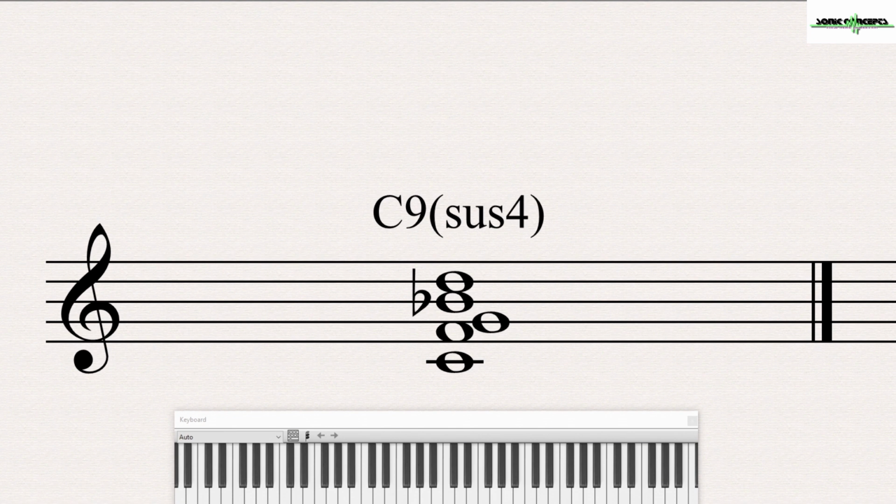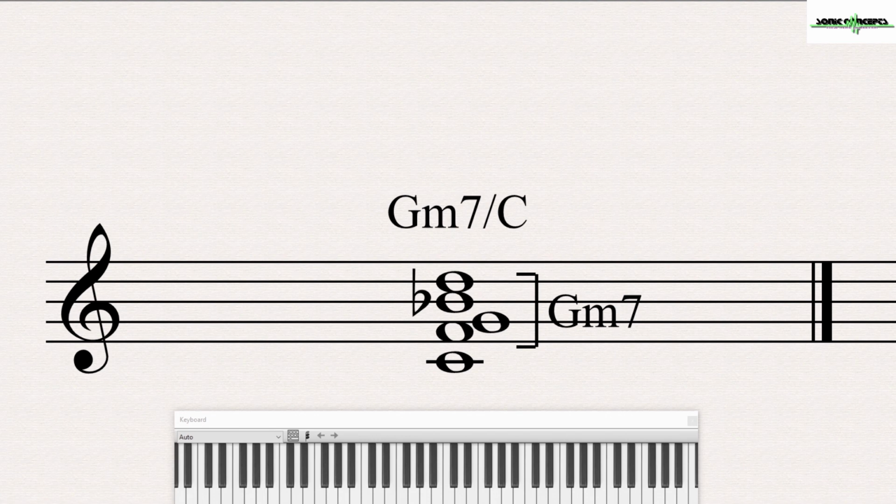Notice that this chord can also be notated as a slash chord. It can be written as G minor 7 over C. G minor 7 is simply in third inversion.